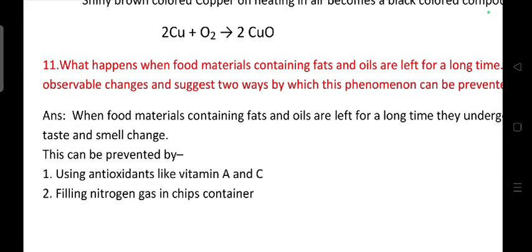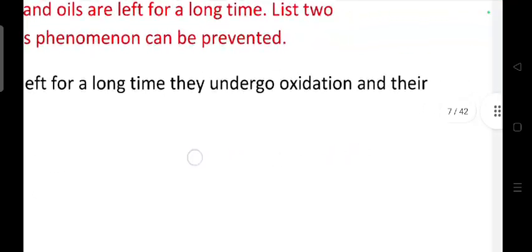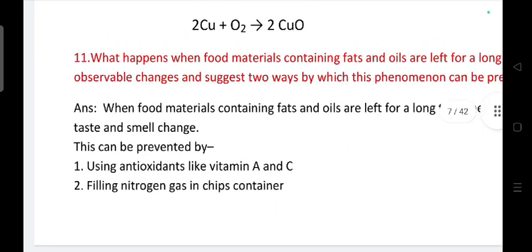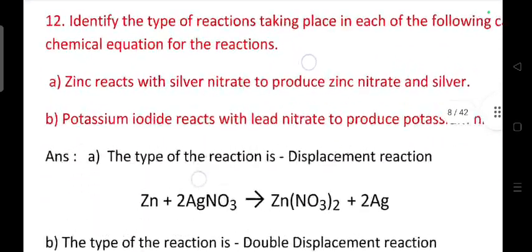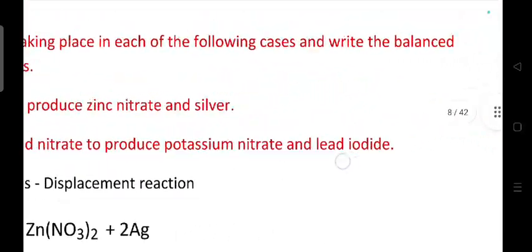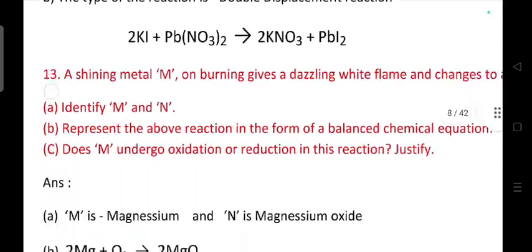When food material containing fats and oils is left for a long time, it undergoes oxidation and its taste and smell change. This can be prevented by using antioxidants like vitamin A and vitamin C, and filling nitrogen in chips containers. So it is the same question, but a twist is there, so don't get confused. Read the question carefully and answer it. Next one, identify the type of reaction that takes place in each of the following cases and write the balanced chemical equation for the reaction. So this is the chemical reaction.